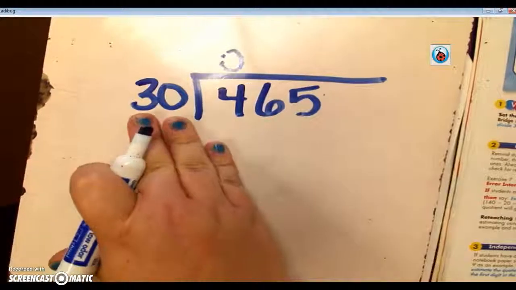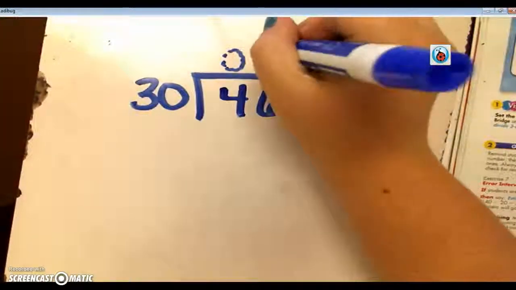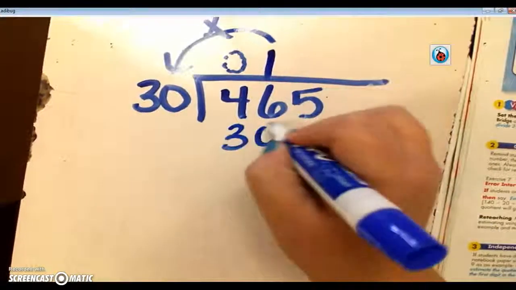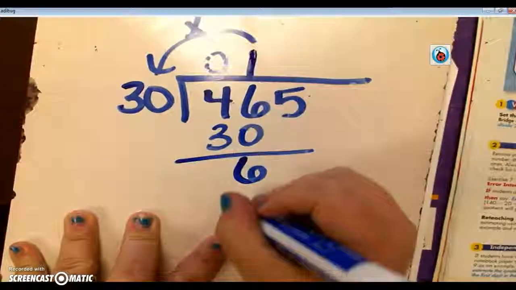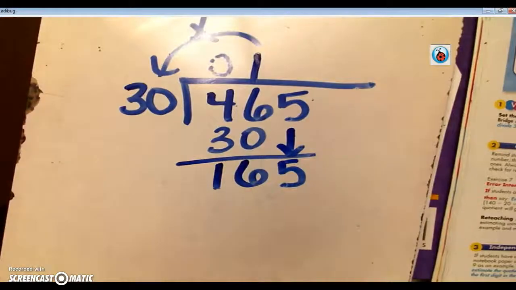Now I have to ask myself, does 30 go into 46? It goes in there how many times? 1. 1 times 30 is 30. Now I'm going to subtract. 6 minus 0 is 6. 4 minus 3 is 1. Now I have to bring down my 5. Now I have to figure out how many times does 30 go into 165. This is where your divisibility rules will start to come in handy. Promised you there was a purpose.